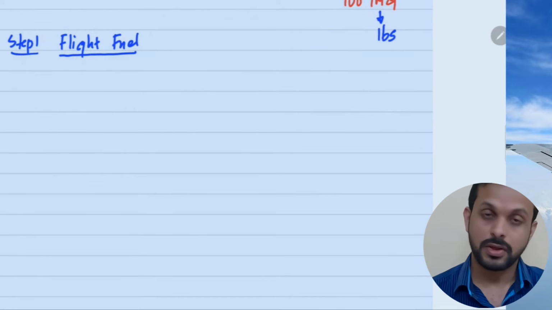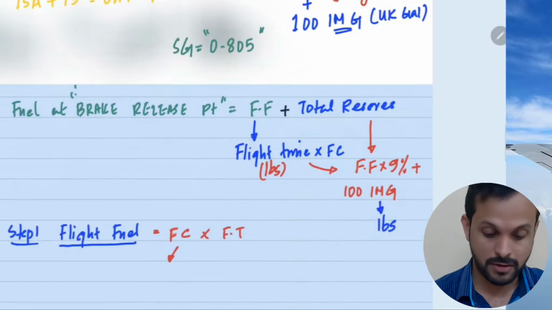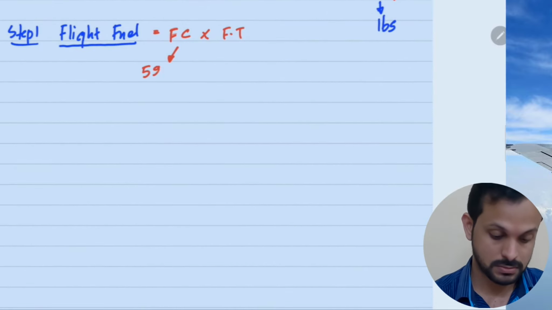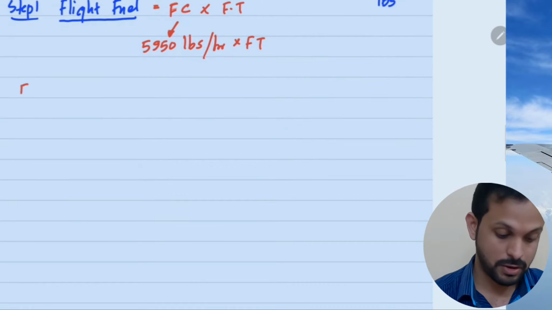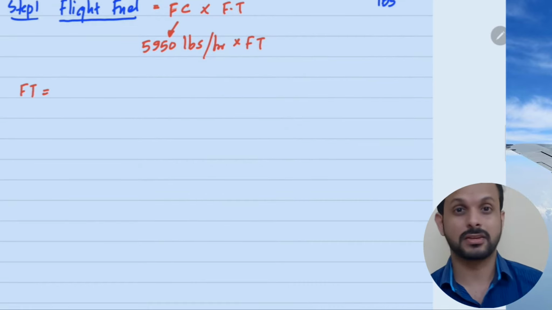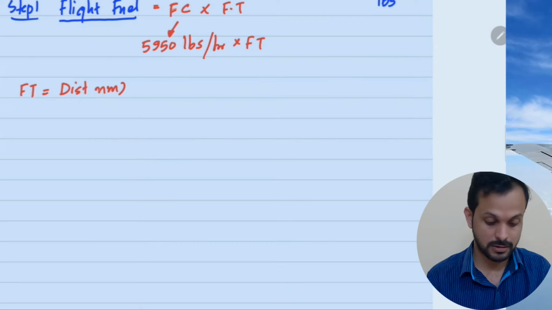Alright, perfect. Now, to find the flight fuel, as I told you before, we need the fuel consumption, which is there in the question, multiplied with flight time. Right? The fuel consumption is right here, 5950 pounds per hour, into flight time. So here we need to now find the flight time. So just a basic speed distance time equation. Time is equal to distance divided by ground speed. Now remember, we're looking at distance in nautical miles here, divided by the ground speed, which is going to be in knots.